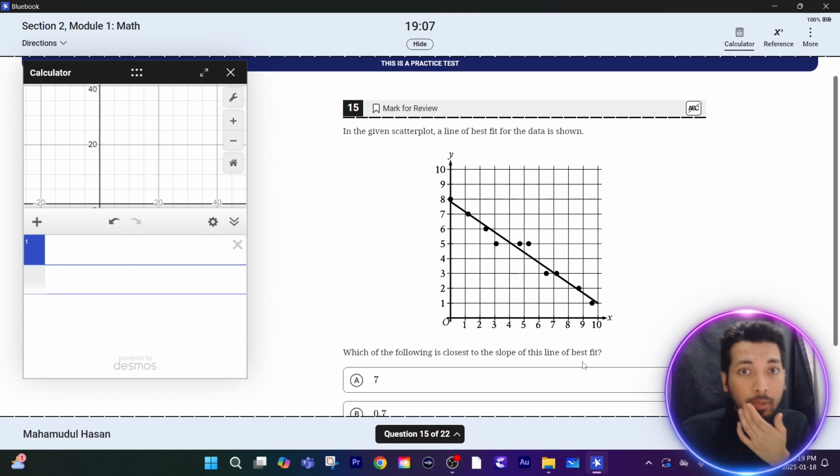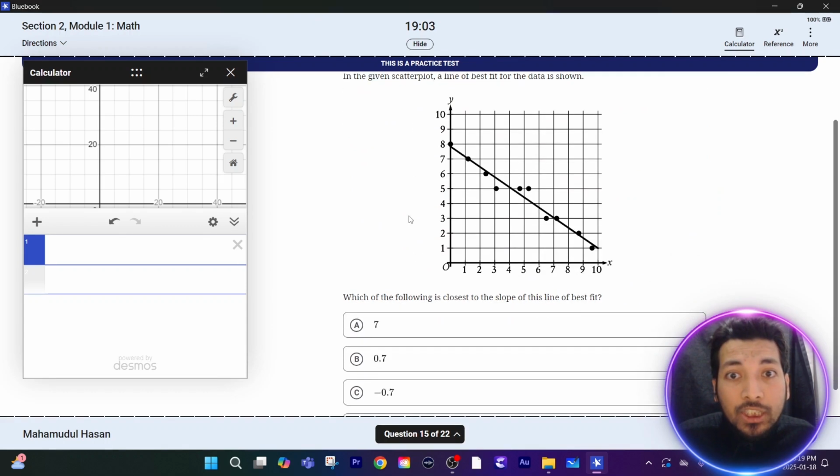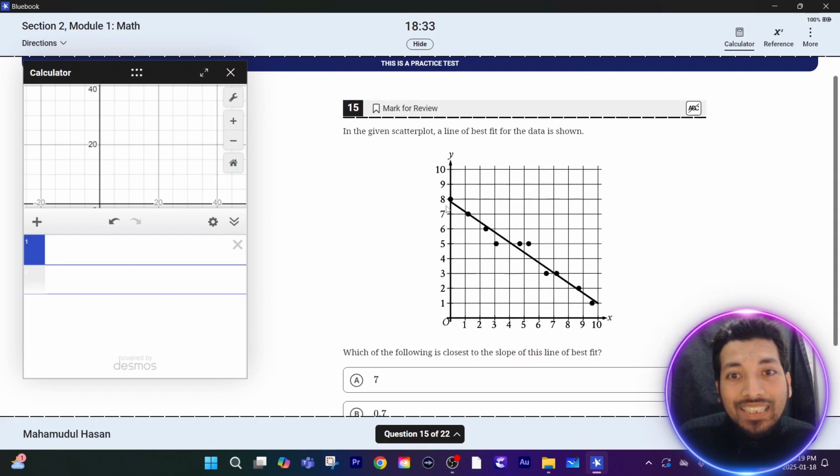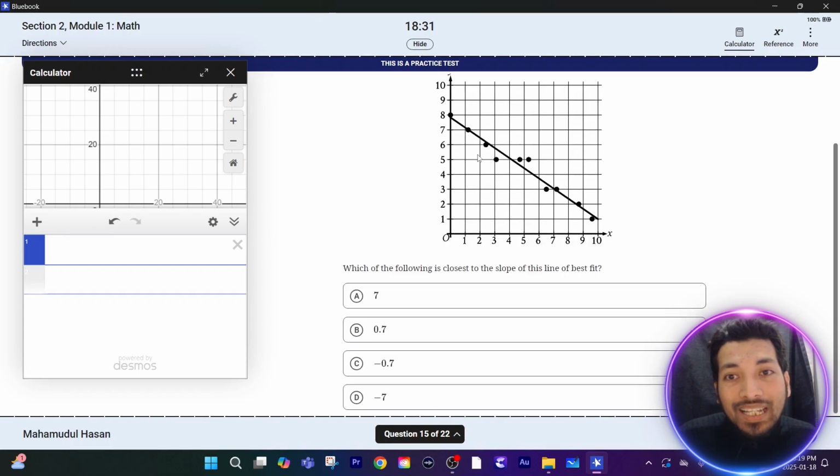Now let's look at problem number 15. In the given scatter plot, a line of best fit for the data is shown. Which of the following is closest to the slope of the line of best fit? So we need to find the slope of this line, and we can easily see that this slope is downward trending. That means the slope would be negative. It's not going to be A or B. It could be either C or D.